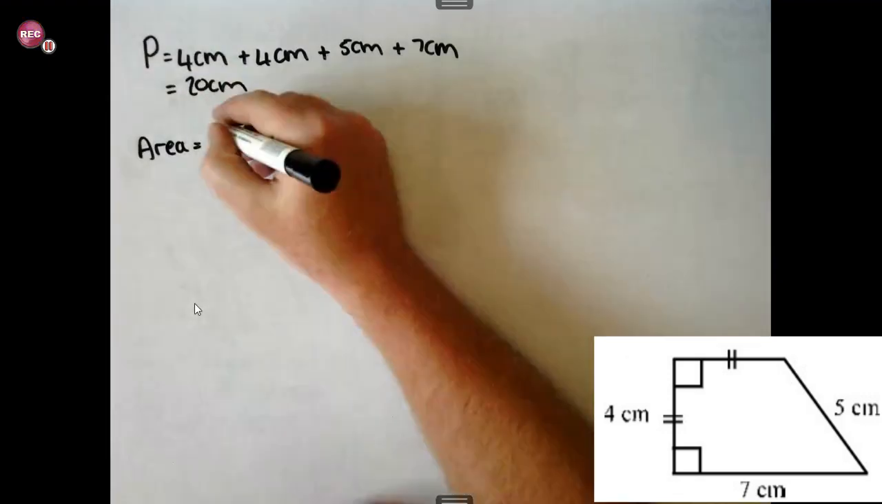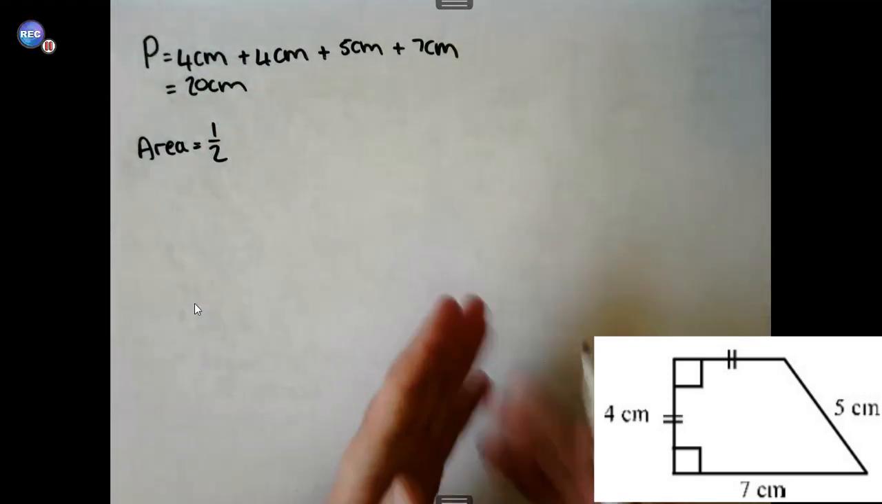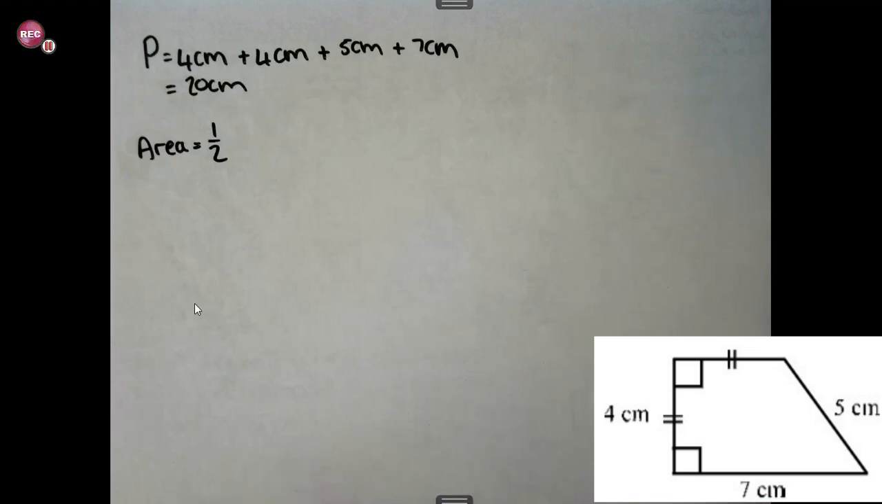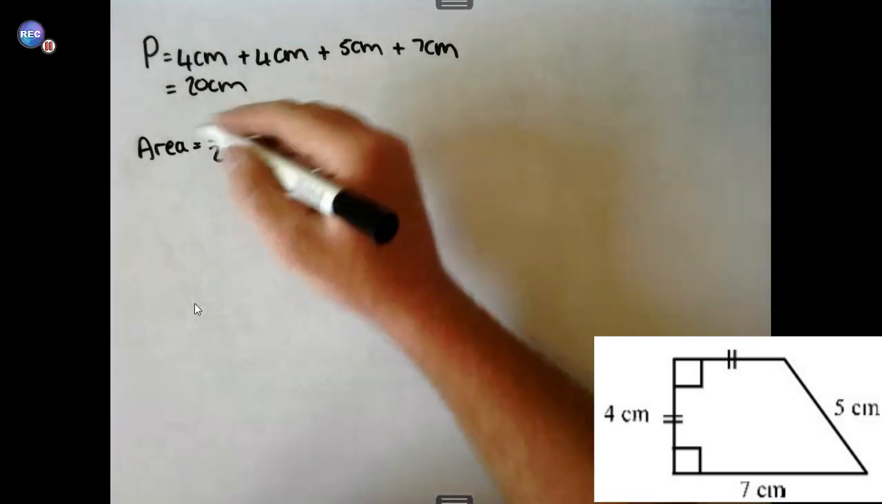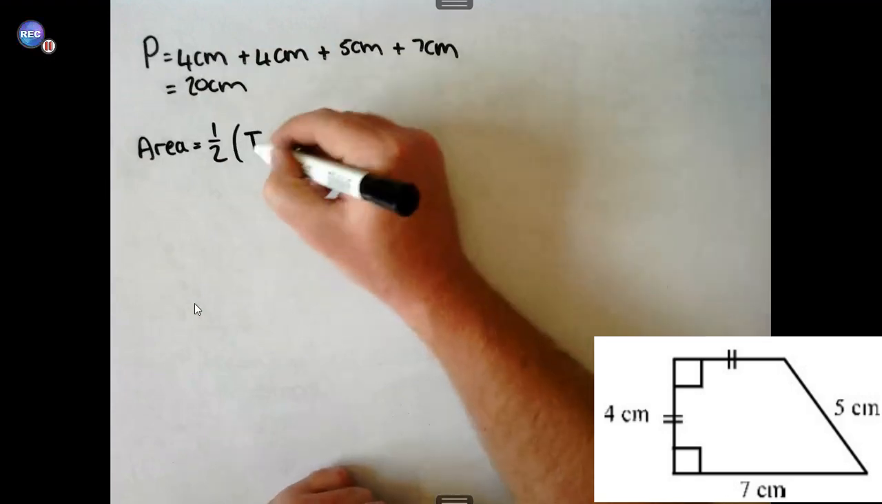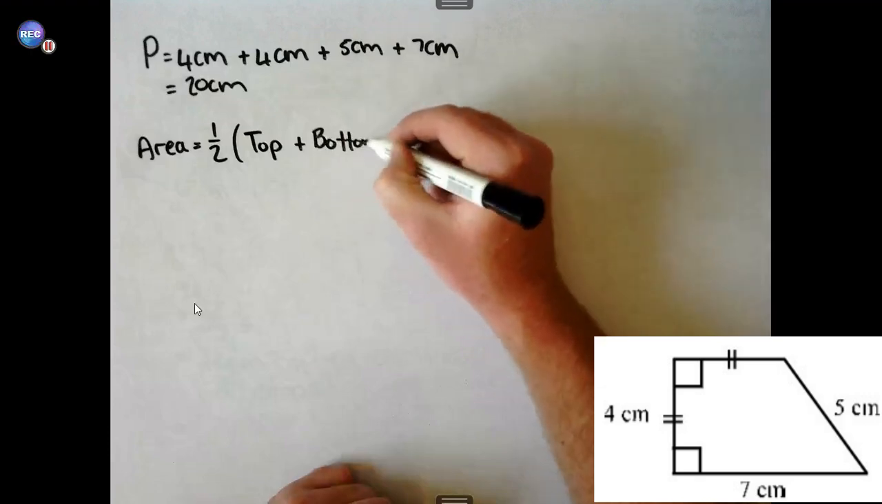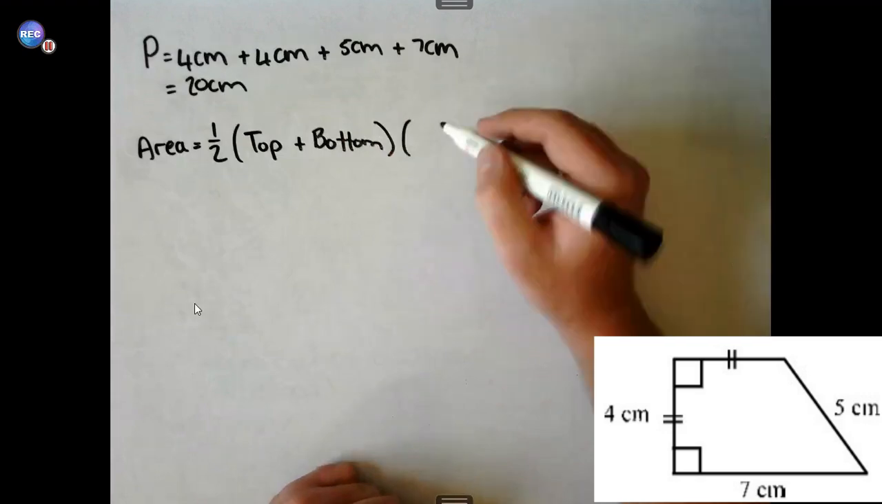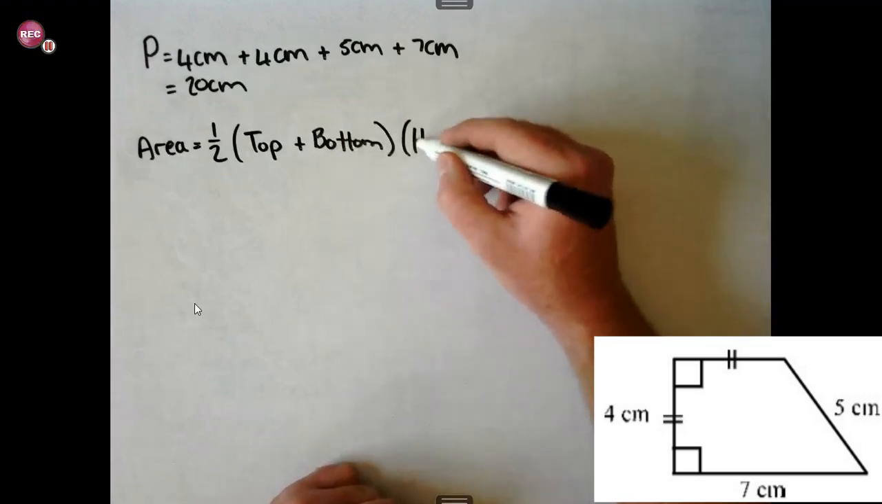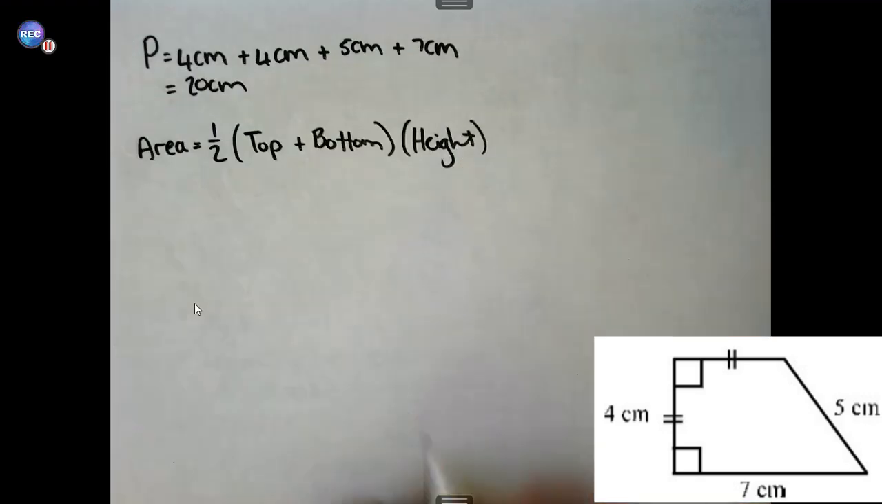So you still start off with half, because the diagonal, like I've explained, divides the shape into two parts. Okay? What you do then is, after the half, you add the top measurement and the bottom measurement together. And what you then do is, at the end, you multiply this with the height of the trapezium. So if you look at the trapezium on the bottom right here, you'll see that the top is 4 centimeters, the bottom of it, or the base, is 7 centimeters, and then the vertical line, which is the 4 centimeters, that is your height.